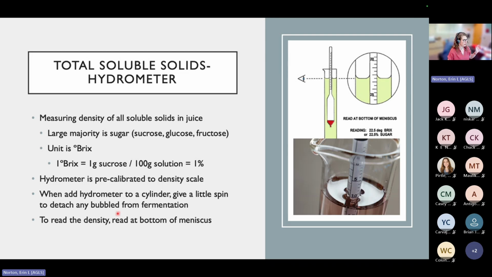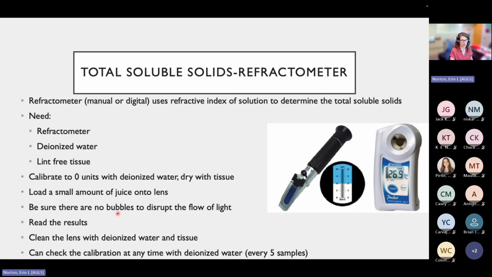A lot of people still use hydrometers, and that's totally fine. We're going to move on. A lot of people now are using refractometers. Refractometers, you can have a manual one like this one on the left, or a digital one like on the right. And it basically uses the refractive index of a solution. So light will enter the solution and it will bend. Well, it's going to bend one way, but the amount of the bending is dependent on the amount of sugar that is in that solution. So in order to do this, we need a refractometer, we need some water, and we need some tissue.